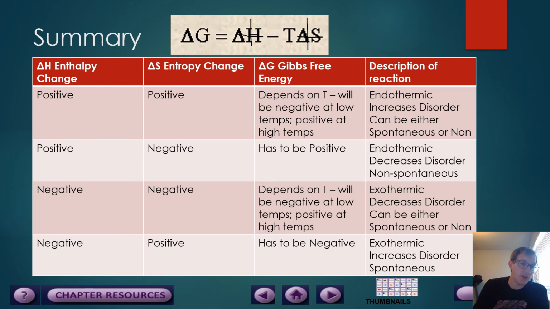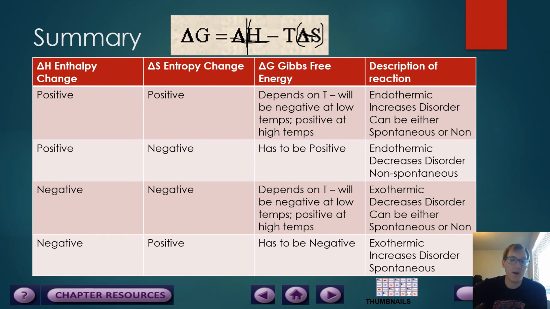All right, so if we look at the next one, positive enthalpy, negative entropy. Let me erase here real quick. We'll talk about how we know that delta G is going to be positive. If delta H is positive, so we're starting out with a positive number, and I know that delta S is negative, I'm going to get a situation here where I'm taking a positive minus a negative.